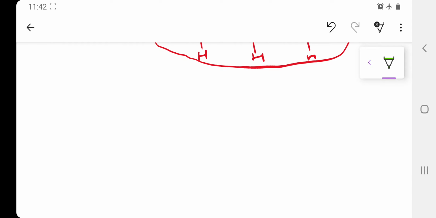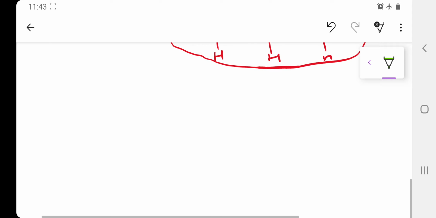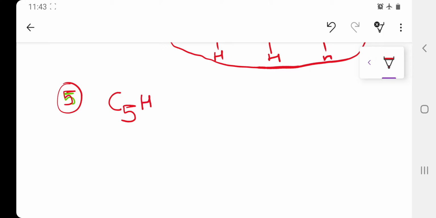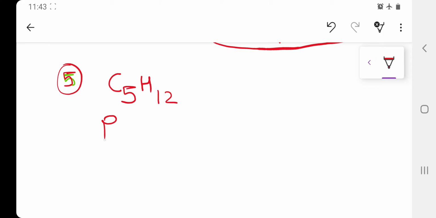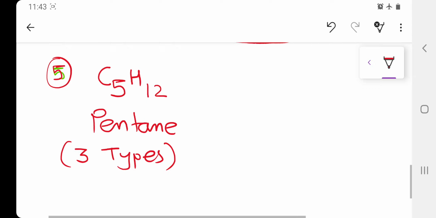Now for the next carbon, at least we require 5 carbons till now. Now this fifth alkane, that means C5H12, will be called pentane, as this is methane, ethane, propane, butane, and this is pentane. Pentane exists in three types. Then we study all three types.